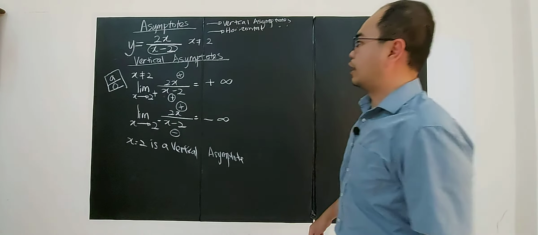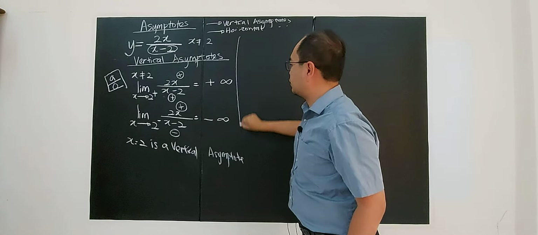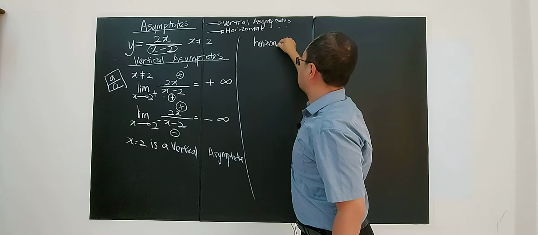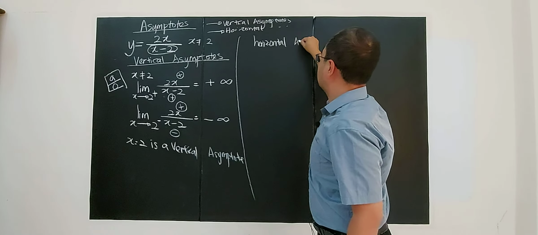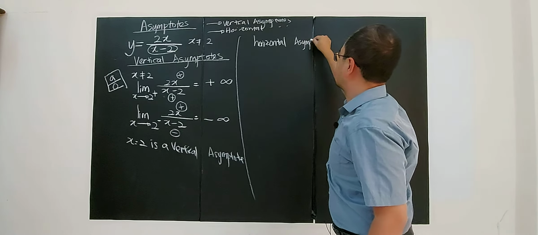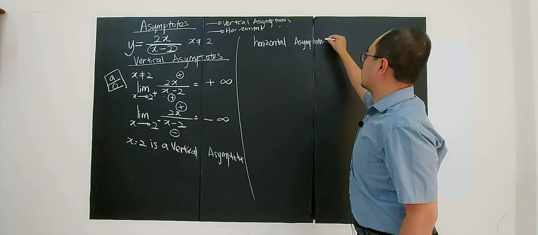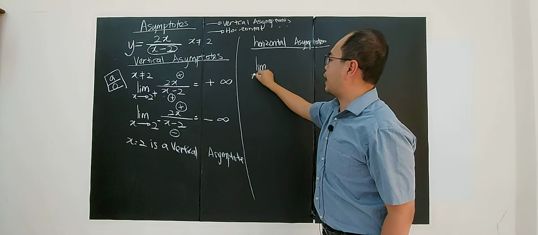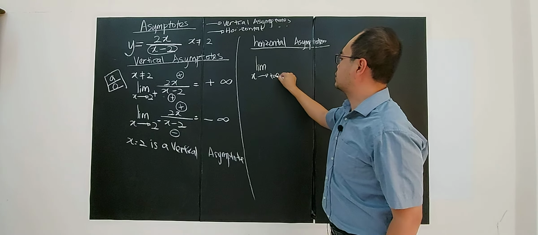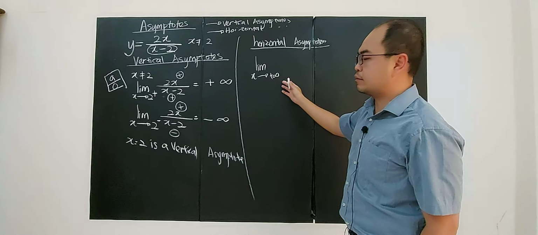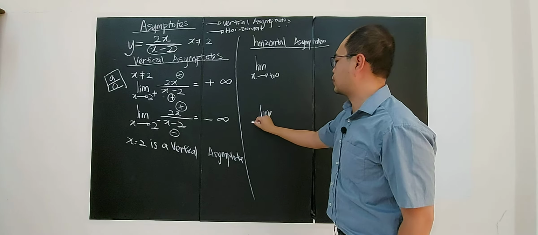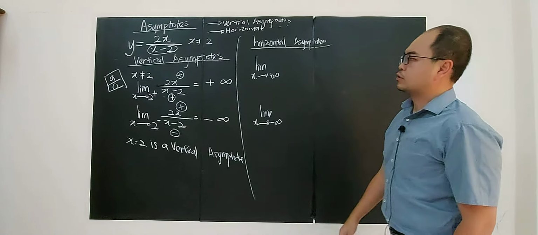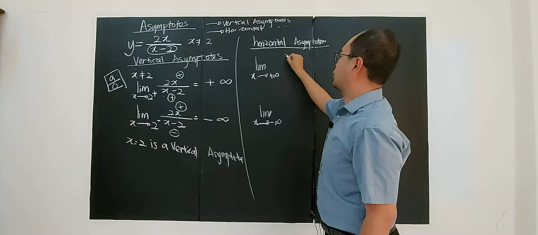So how about the horizontal asymptote? Now we're going to teach you how to evaluate the horizontal asymptotes. To evaluate the horizontal asymptotes, we have to find the limit at infinity, meaning when x is very big, or very big in the negative direction. Alright, so for this, what will happen?